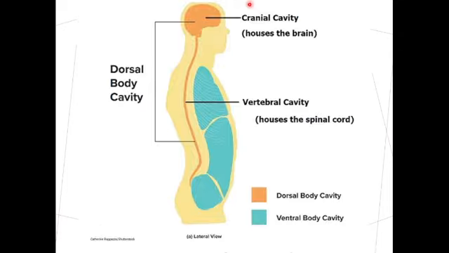We have the cranial cavity, which houses the brain, and we also have the vertebral cavity, which houses the spinal cord. So we have two parts of it. We have the dorsal body cavity. So the dorsal body cavity is divided into two different parts, the cranial and the vertebral.